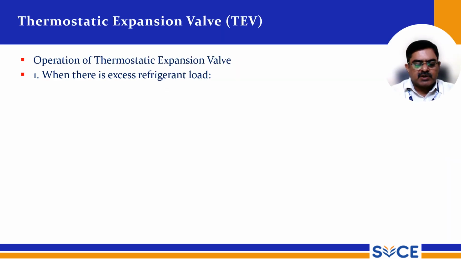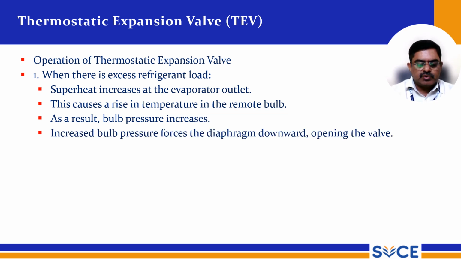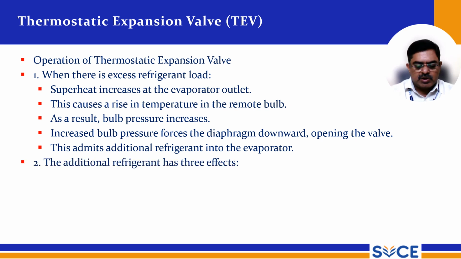So, operation of the thermostatic expansion valve: when there is excess refrigerant load and superheat increases at the evaporator outlet, this causes a rise in temperature in the remote bulb, and as a result bulb pressure increases. Increased bulb pressure forces the diaphragm downward, opening the valve. This admits additional refrigerant into the evaporator.